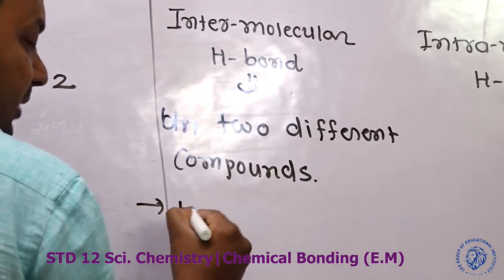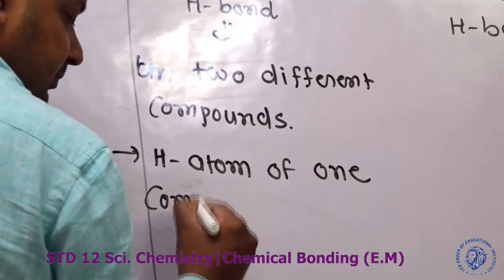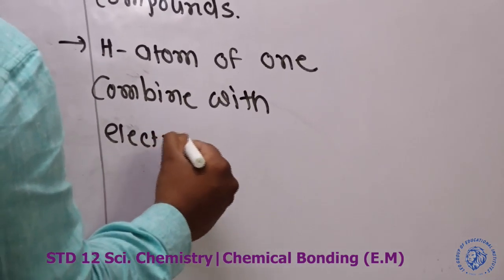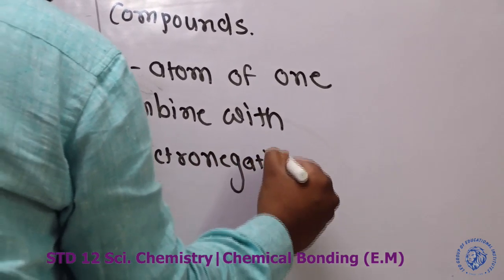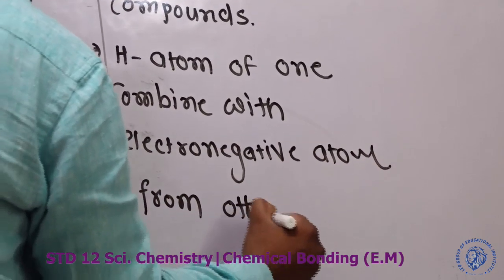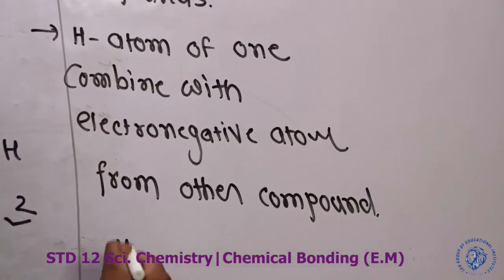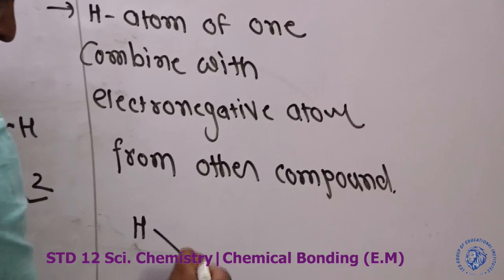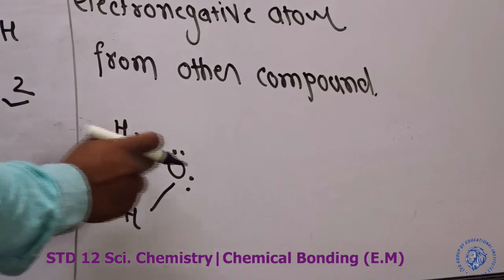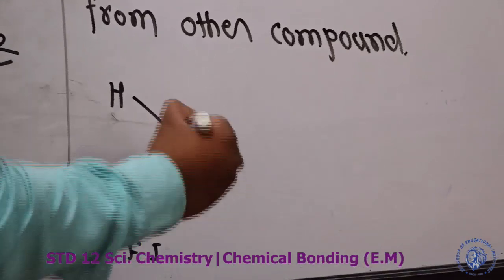That is, the hydrogen atom of one compound combined with an electronegative atom from another compound. This other compound may be water only. For example, H2O. Water has 2 lone pairs of electrons, and that oxygen atom has 2 lone pairs of electrons and 2 bond pairs of electrons. Consider it as family 1.